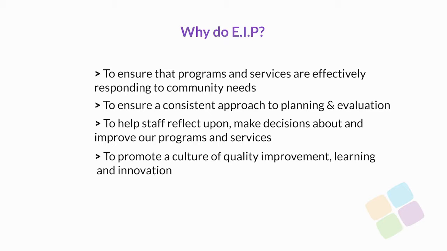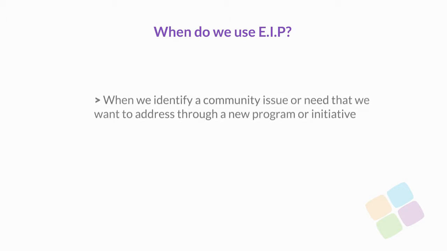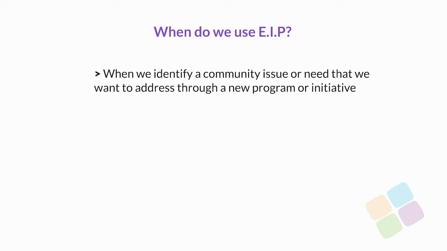When do we do EIP? We do EIP when we identify a community issue or need that we want to address through a new program or initiative. We also use the EIP process to review existing programs on a regular basis. Some of the EIP tools can also be useful for conducting needs assessments, completing funding proposals, and for ongoing quality improvement.